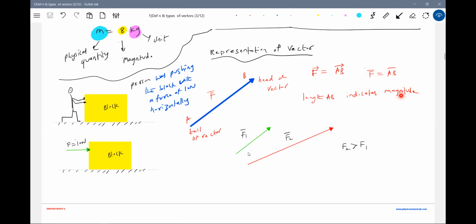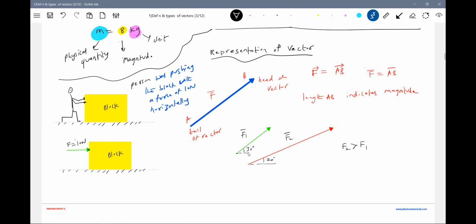Length AB indicates magnitude. Then if there are two vectors of different length, what does it mean? They have different magnitude. They can have the same direction. What will that be? And look at this, the orientation also, you check it once. Look at the orientation. This is making an angle of 30 degrees. This is making an angle of 20 degrees. So they are oriented in different directions.